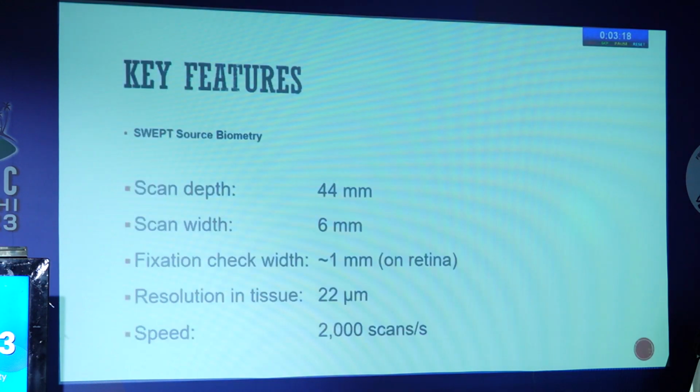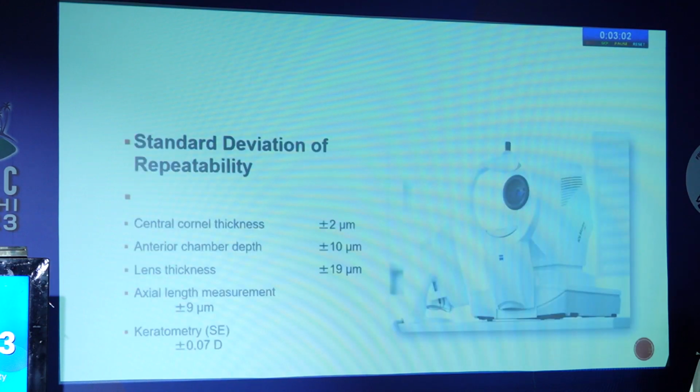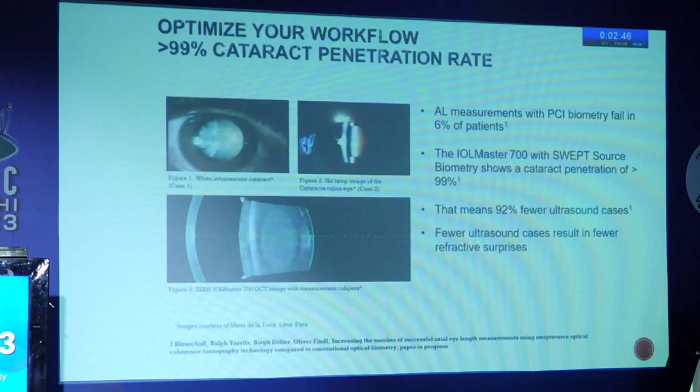So the key features are a scan depth of 44 millimeter, scan width of 6 millimeter, fixation check width of near 1 millimeter on the retina, resolution in tissue of 22 microns, and speed of 2000 scans per second. The standard deviation of repeatability: CCT plus minus 2 micron, anterior chamber depth plus minus 10 micron, lens thickness plus minus 19 microns, axial length measurement plus minus 9 micron, and keratometry plus minus 0.7 diopter.